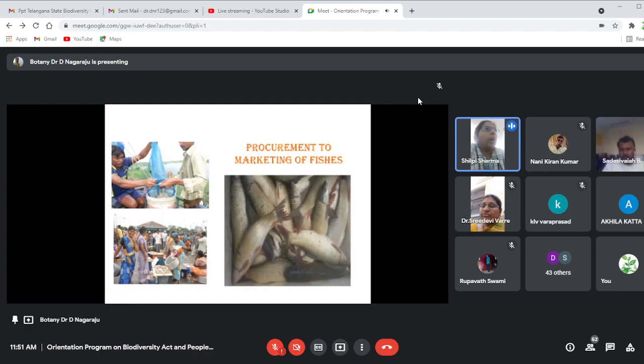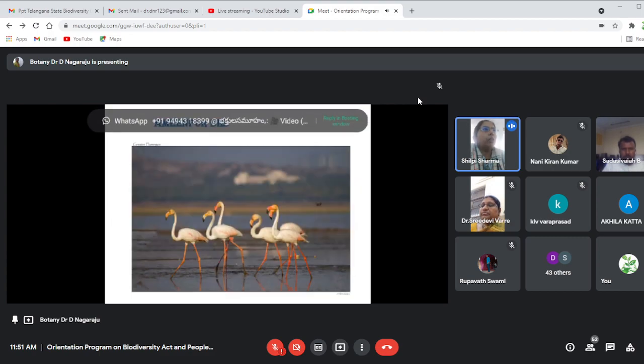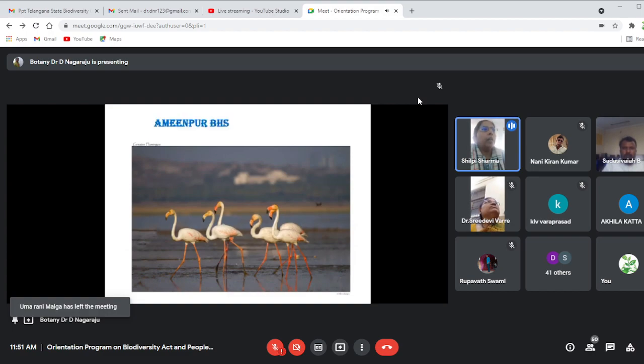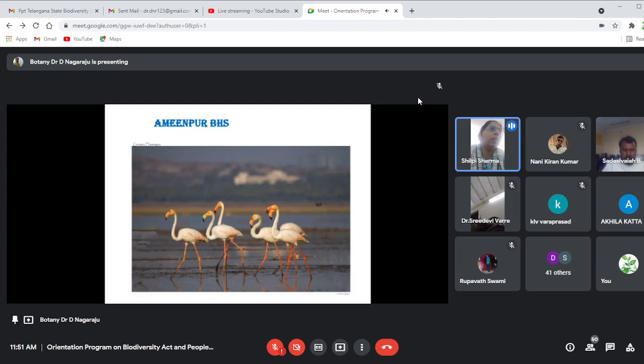Next. We have declared Aminpur, which is in Sangareddy district, very near to BHEL, almost in Hyderabad only, as a biodiversity heritage site. The birds you are seeing here are flamingos, migratory birds which come to this lake, and so we declared it for this rich biodiversity. We have around 636 varieties of birds there, some medicinal plants, and many varieties of biodiversity we know in Aminpur BHS, so we have declared it as a BHS.